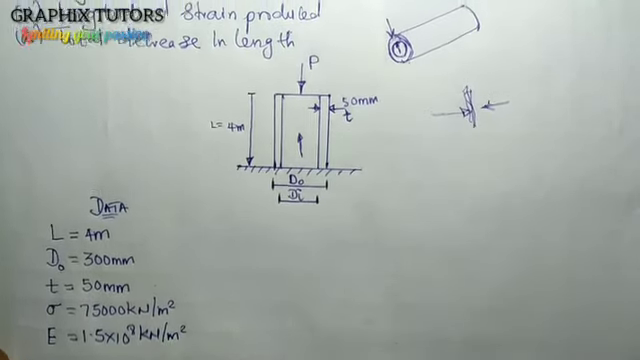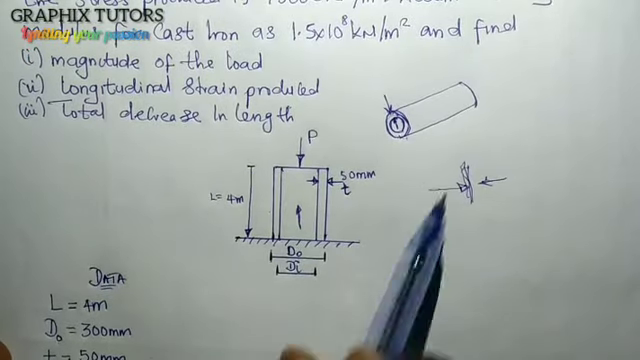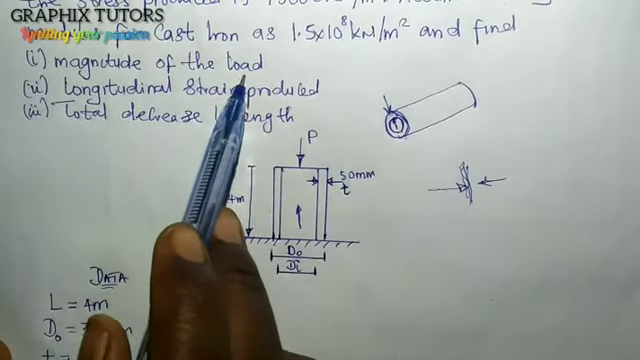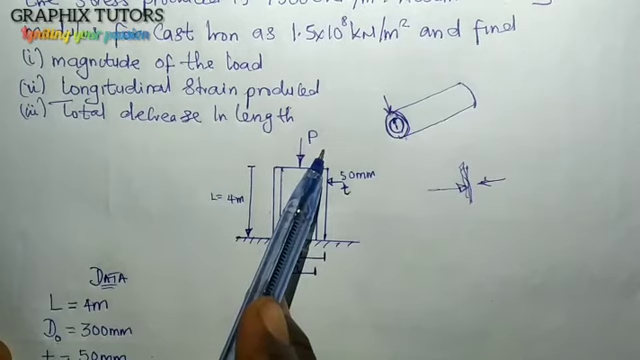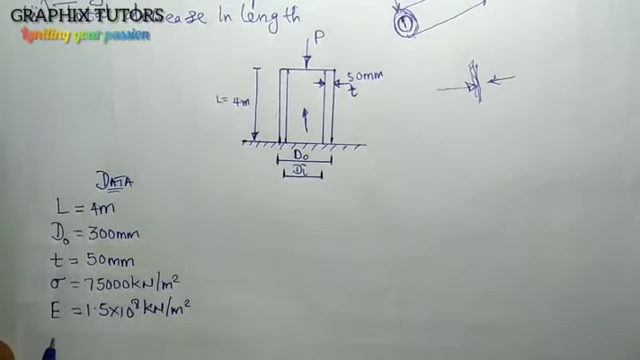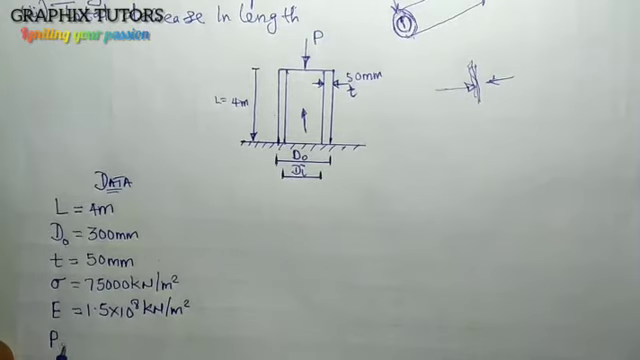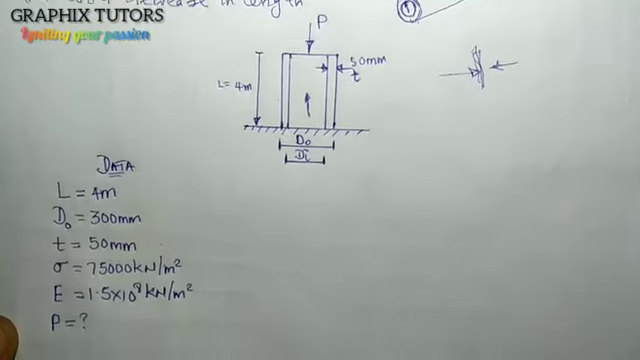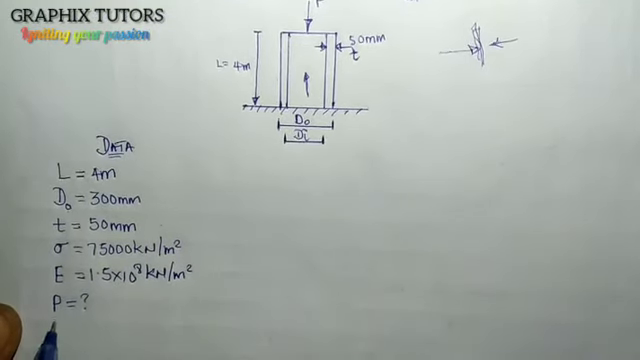And what are we told to look for? They say we should now determine the magnitude of the load, which is this P here, right? We want to look for the P, magnitude of the load, which is also called the force. We'll call it the weight, and we're looking for that. And also, we should look for the longitudinal strain, which is given as this symbol here.